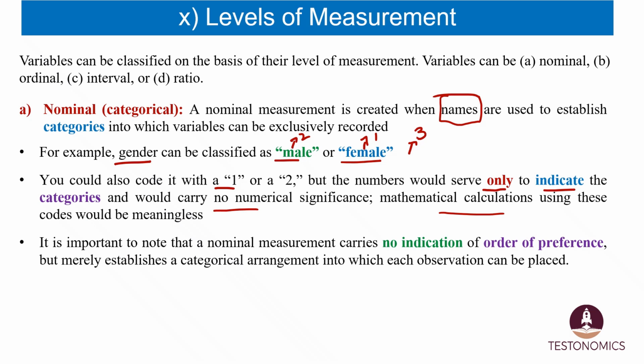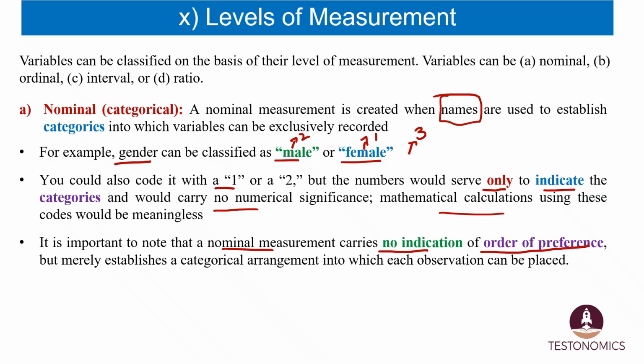Also note that nominal measurement carries no indication of order of preference. That means although we have denoted male using 2, in that sense we are not saying that 2 is better than 1 and 3 is better than 1 and 2. That's not what we are saying.